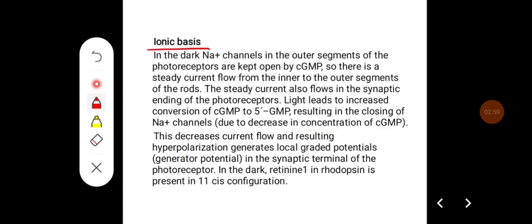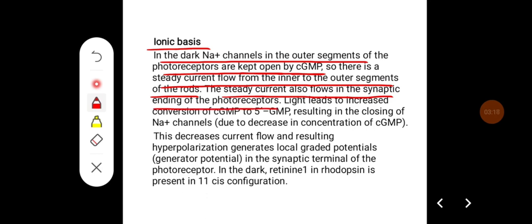Ionic basis of the generator potential. In the dark, sodium channels in the outer segments of the photoreceptors are kept open by cyclic GMP. So there is a steady current flow from the inner to the outer segments of the rods. The steady current also flows in the synaptic ending of the photoreceptors.